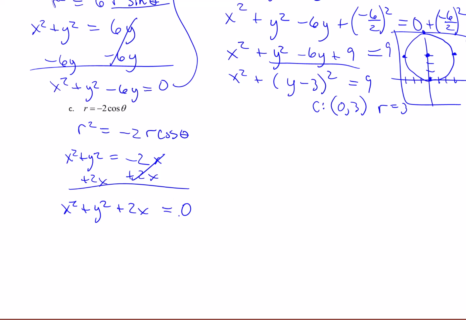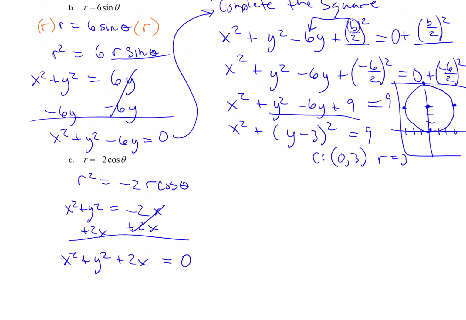And for convenience, we would like to notice that we have an x squared and an x term on the left side. That's a hint that we're probably going to need to complete the square for the x's. This time we have a y squared, but no single y variable, which means we don't need to complete the square on the y's.